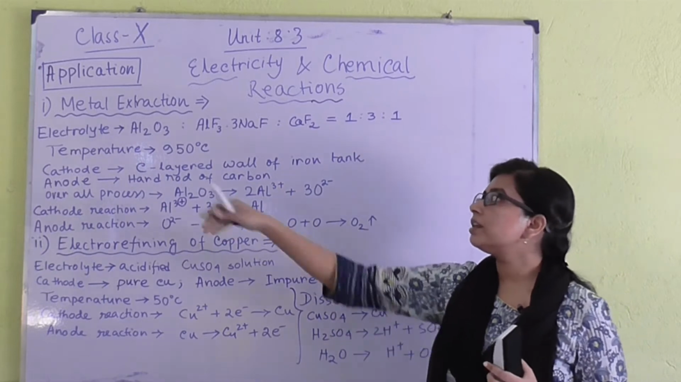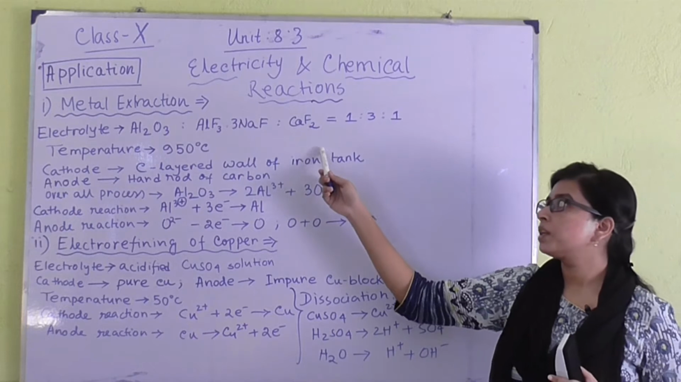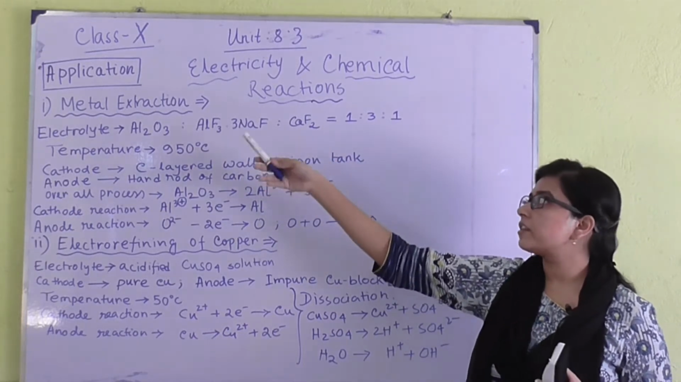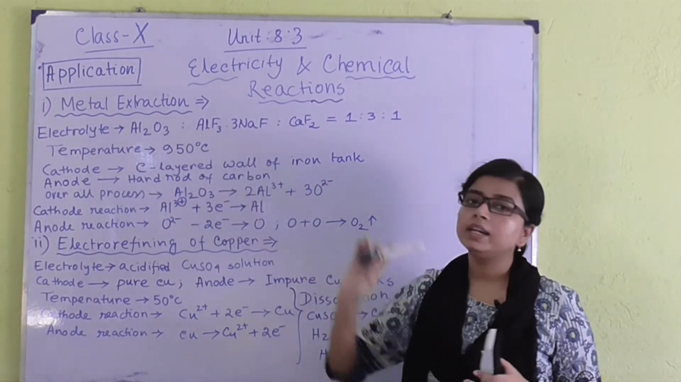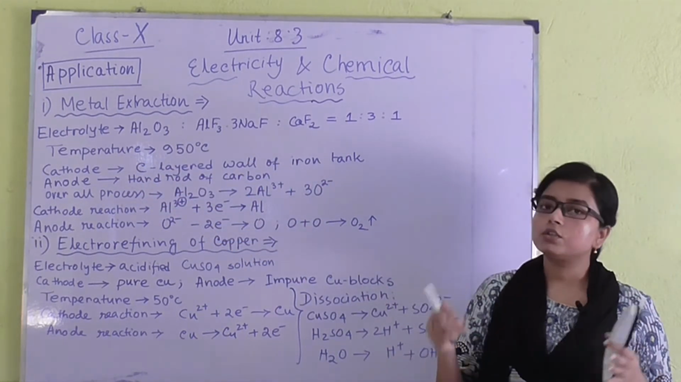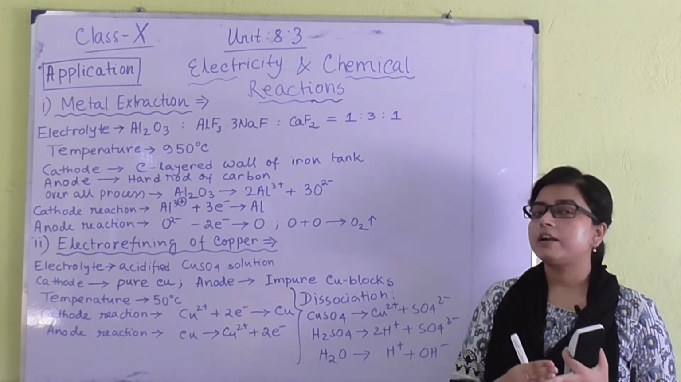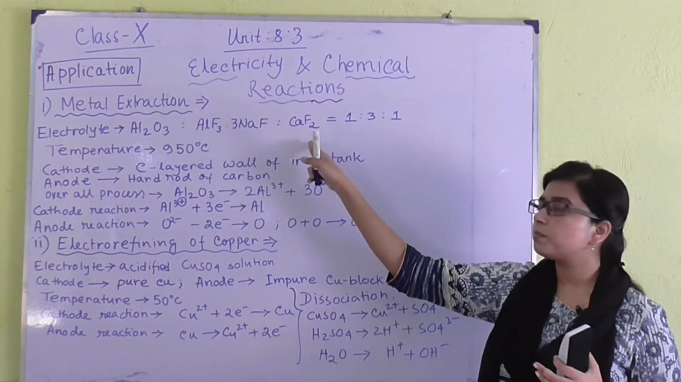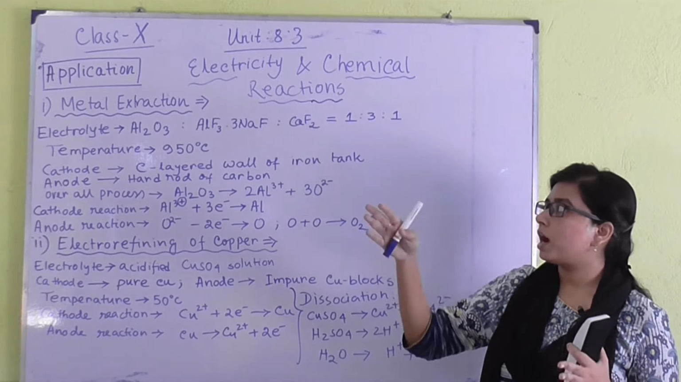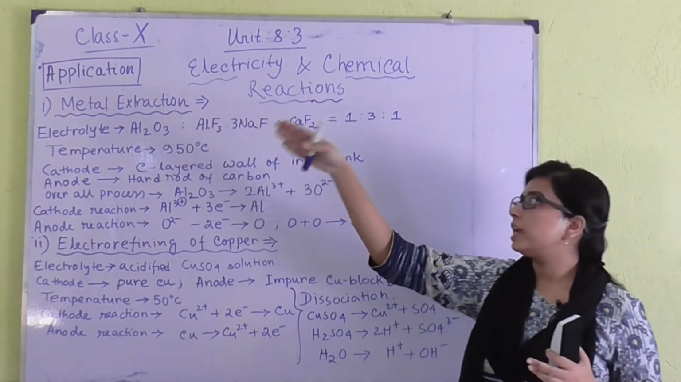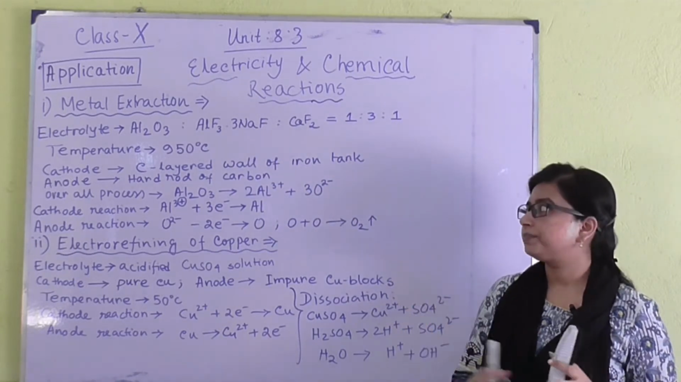So to lower the value of this melting point, we have to add cryolite and fluorspar. If we mix cryolite and fluorspar, the temperature will be 950 degrees Celsius. So to lower the melting point of pure alumina, we have to mix cryolite and fluorspar in the ratio of 3:1. If we take one part of the alumina, then we have to take 3 parts of the cryolite and 1 part of the fluorspar.